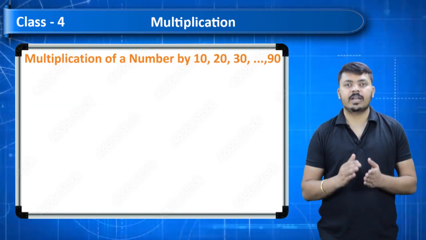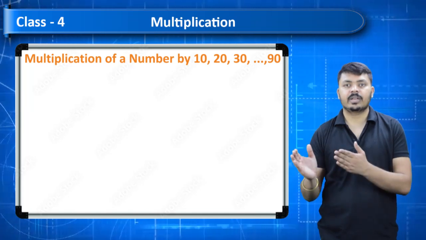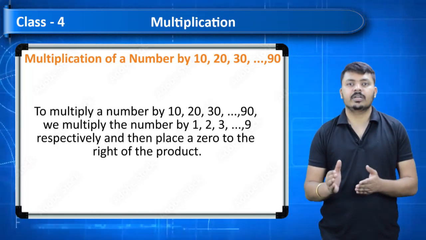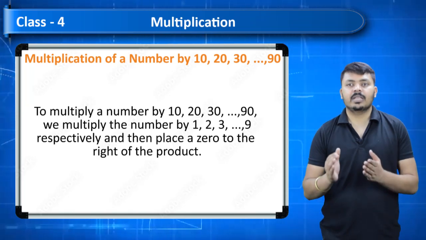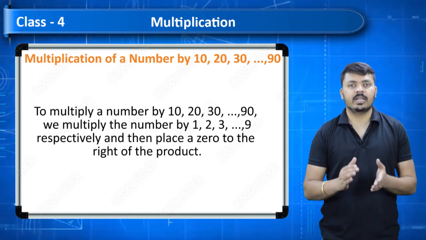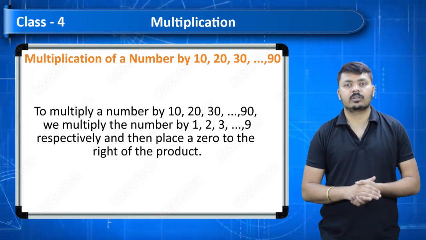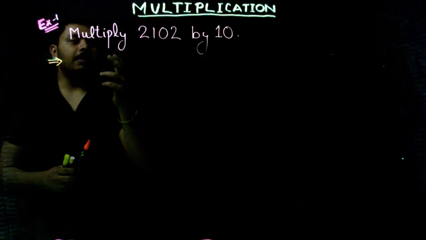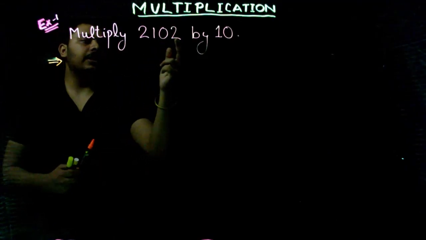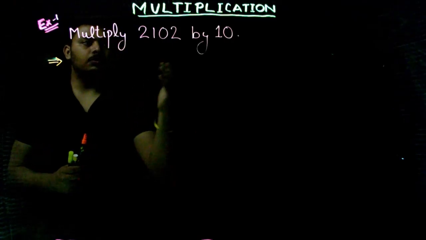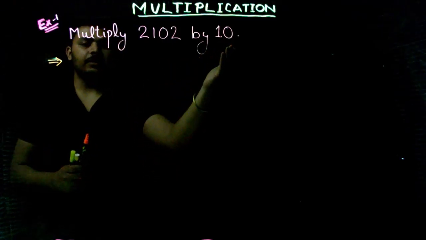Multiplication of a number by 10, 20, 30 and multiples of 10 up to 90. To multiply a number by 10, 20, 30 up to 90, we multiply the number by 1, 2, 3 up to 9 respectively and then place a 0 to the right of the product. So students, now let's look at our example. Multiply 2102 by 10. So in this case, we will learn how to multiply a number with 10 or multiple of 10.